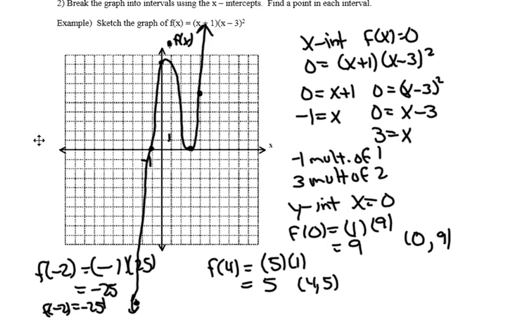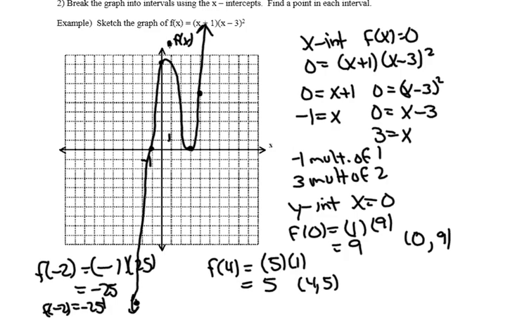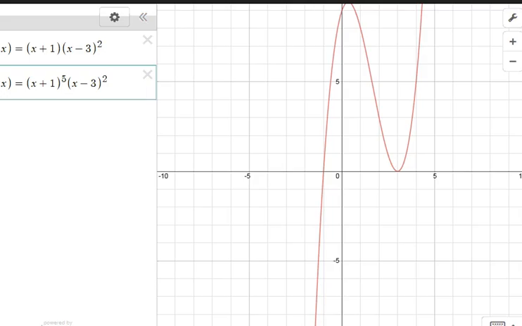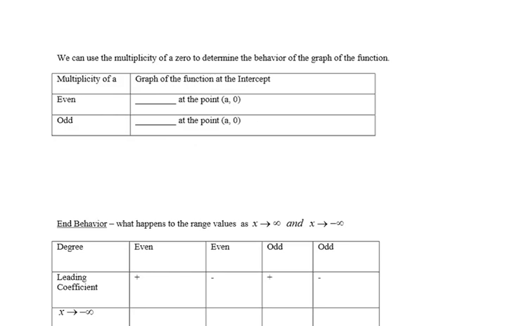Now, what I would like to do is to see what it looks like using Desmos. So let's go to the graph. And you can tell with Desmos and my graph that they are very, very similar. All right. Now, what I would like to be able to do is now talk about how the multiplicity of a zero can help determine the behavior of the graph of a function. Now, what I would like to be able to do is to use Desmos to help me out with this.